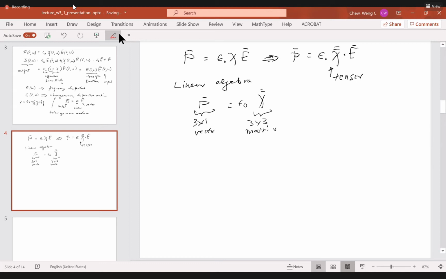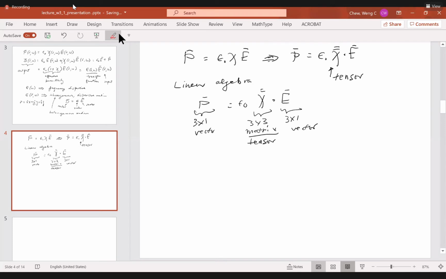Okay, and then dotted with E again, which is again a 3 by 1 vector. So the concept is no different from linear algebra, except that the chi is replaced with a double bar, which means that it is a matrix now. But in the language of physics and electrical engineering, when you have a 3 by 3 matrix that relates two vectors, those matrices are called tensors. It's just a nomenclature that if you have a 3 by 3 matrix, it's called a tensor.